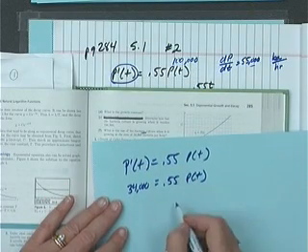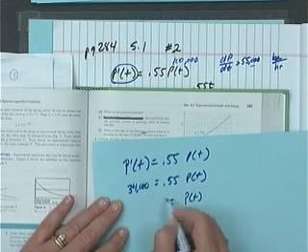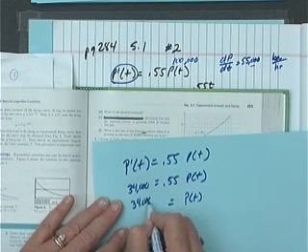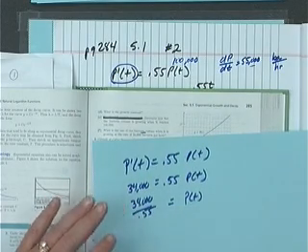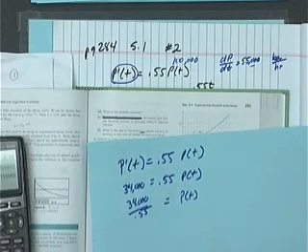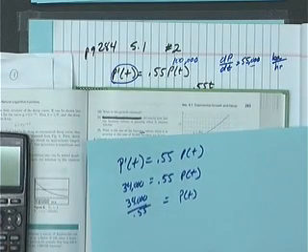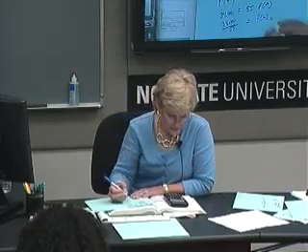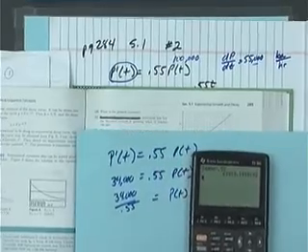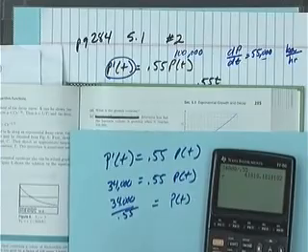So P of t then is 34,000 divided by 0.55. And let's see what we get here. 34,000 divided by 0.55. And this is what I got. Did I hit all the zeros right? Yeah.